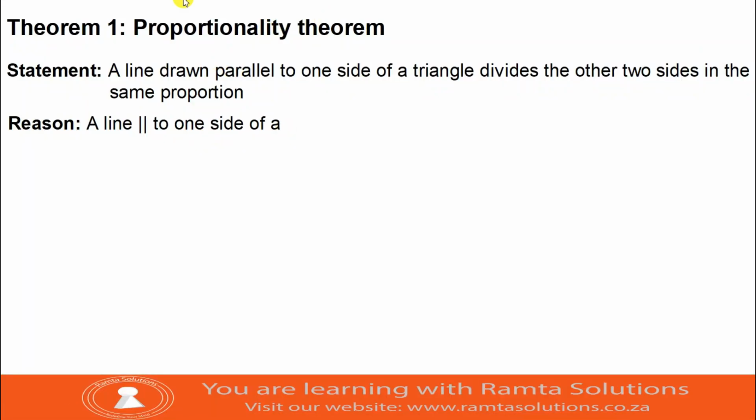The proportionality theorem says a line drawn parallel to one side of a triangle divides the other two sides in the same proportion. I will give you some time to write all these things that you have on your screen. Whenever you use this theorem, you will say a line drawn parallel to one side of a triangle. This is your reason.